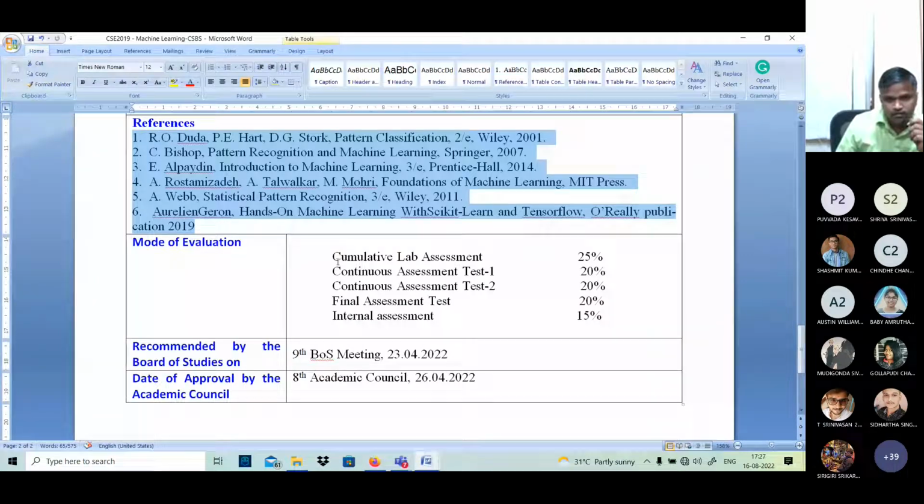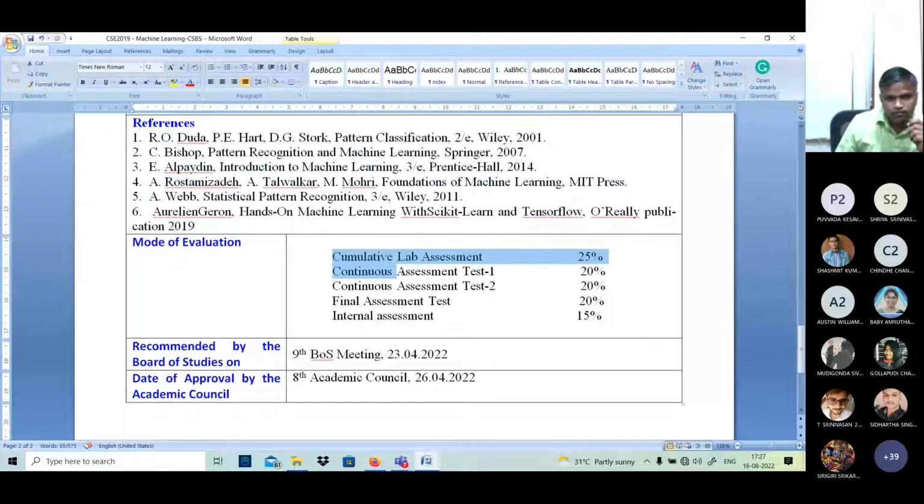And the mode of evaluation: 3 tests, CAT1, CAT2, and FAT, and lab assessment and internal assessment. Okay, so this is about the evaluation method.